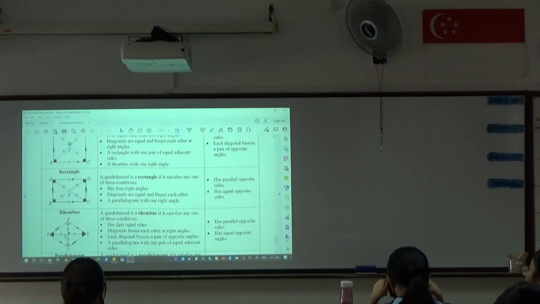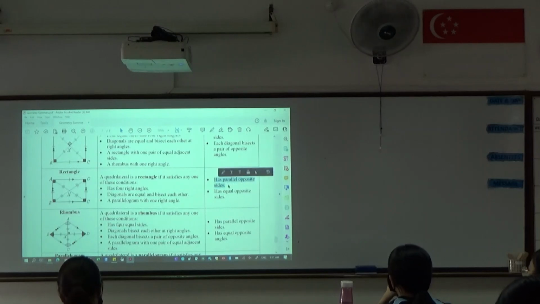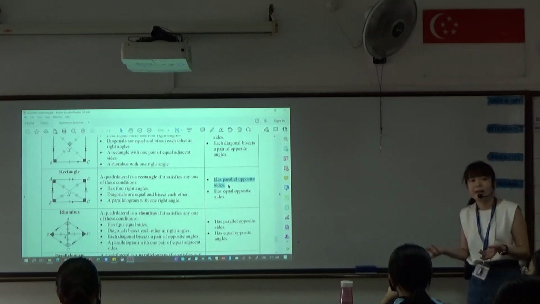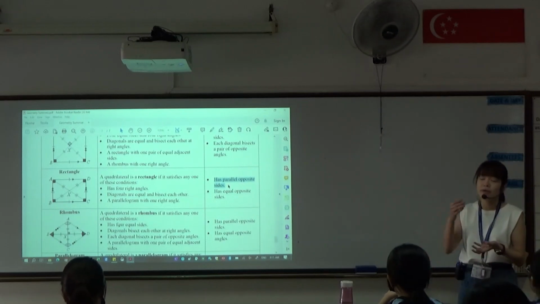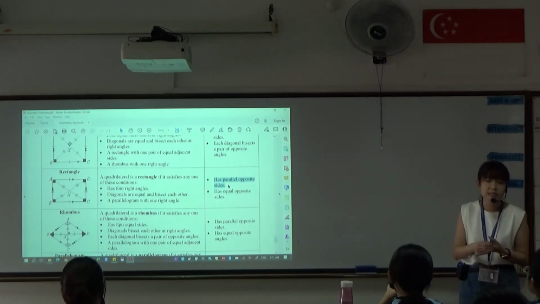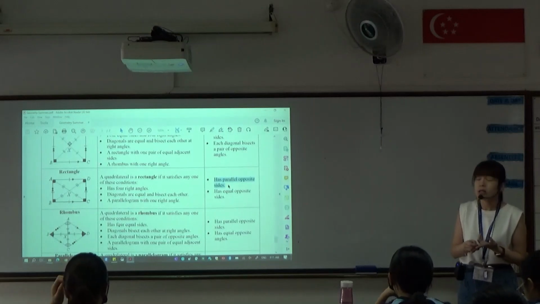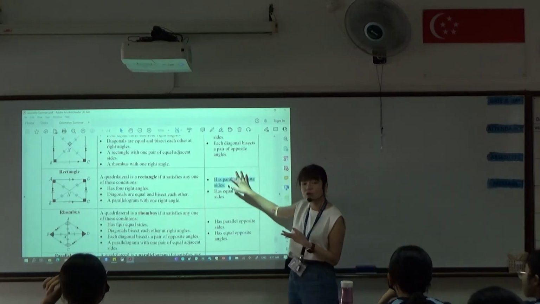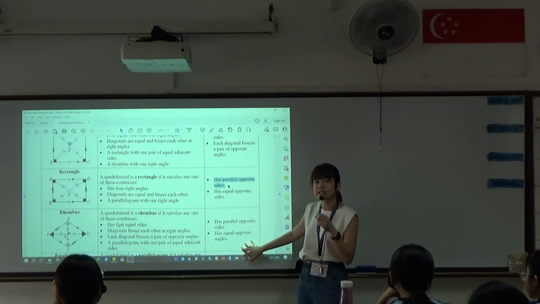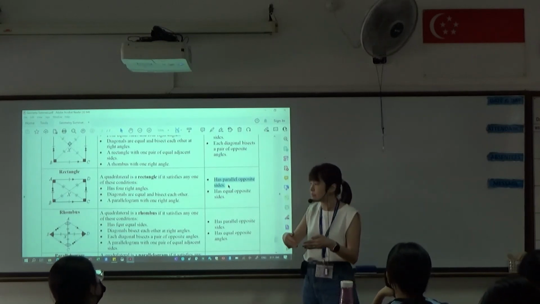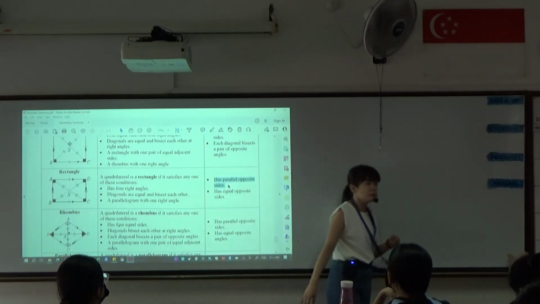So for example, for a rectangle, it has parallel opposite sides. This is a property of a rectangle, but if you only show that there are parallel opposite sides, it can always be a square, it can be a rhombus, it can also be a parallelogram, right? So that's why we cannot use properties to actually go about proving. It is not sufficient. We need to be very specific when it comes to quadrilateral proofs.